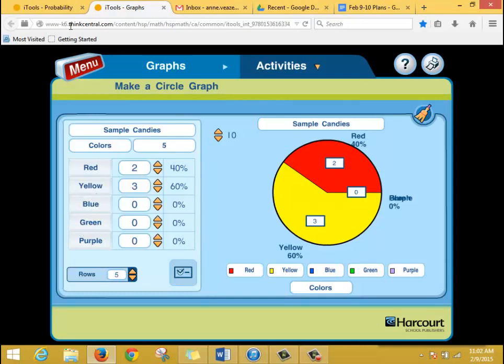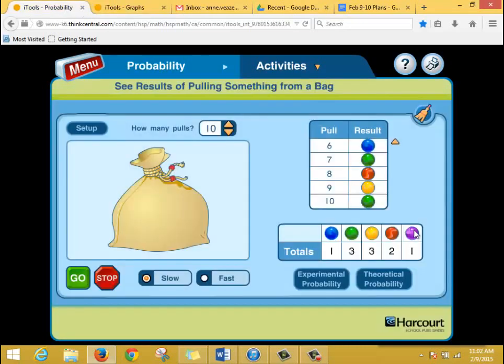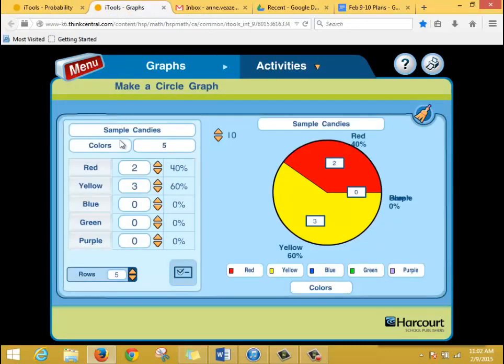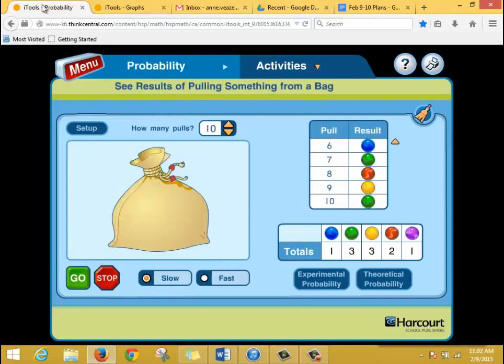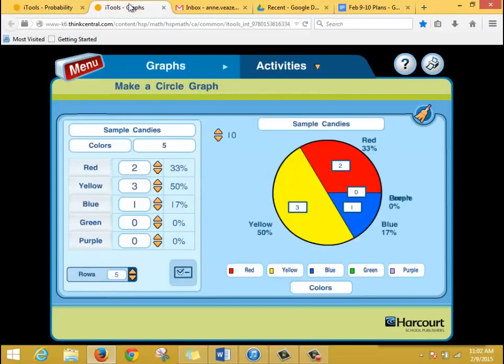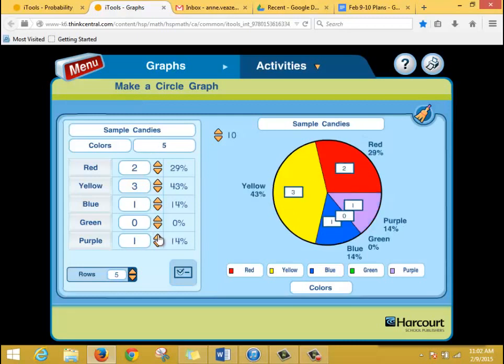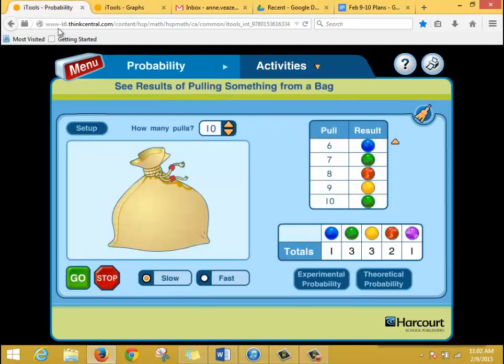Okay, let's do blue. Blue was 1. Okay, it's changing again. Okay. We have purple is 1. So what do you notice about purple and blue? Yep, they're the same percentage. So their piece on the percent circle, the circle graph, should be equivalent. Okay. What do we have left to do? Green. Green had 3.